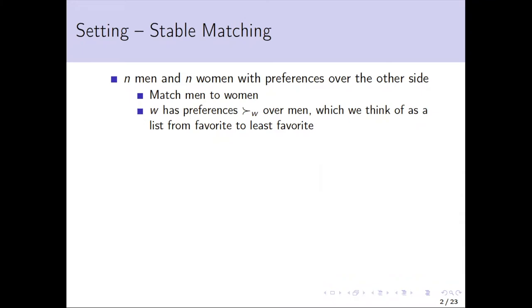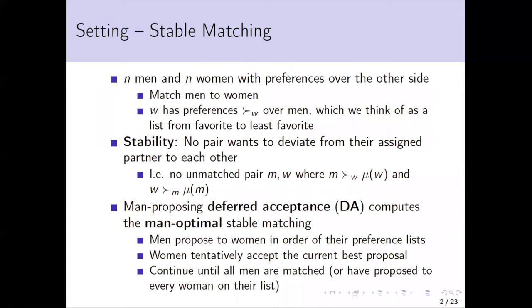We will study the stable marriage problem, which in the standard analogy describes matching N men to N women, where each of the agents has a complete preference order over all agents on the other side. And we'll be concerned about the stable matchings, which are defined as matchings where there are no pairs of men and women who want to deviate from their currently assigned partner to each other instead.